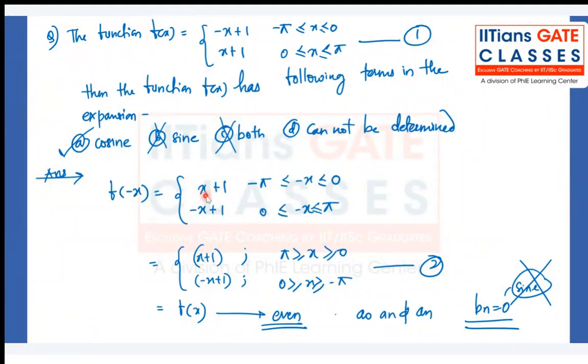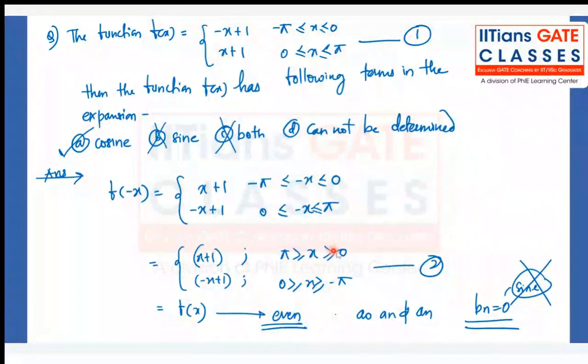So what is the meaning of this? 1 plus x is a function in the range minus x is less than or equal to 0, and minus x is greater than or equal to minus pi. What does it mean? It means that x is greater than or equal to 0. Why? Because minus x is less than or equal to 0 means x is greater than or equal to 0, right? And if minus pi is less than or equal to minus x, it means pi is greater than or equal to x.